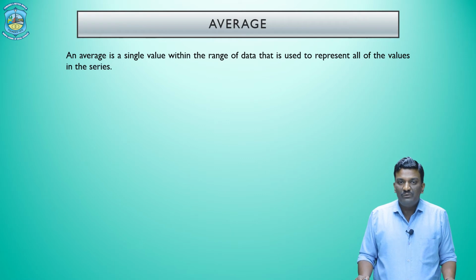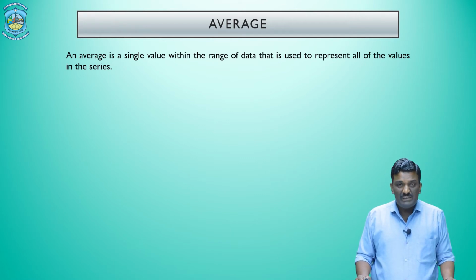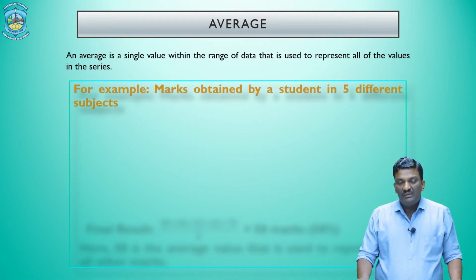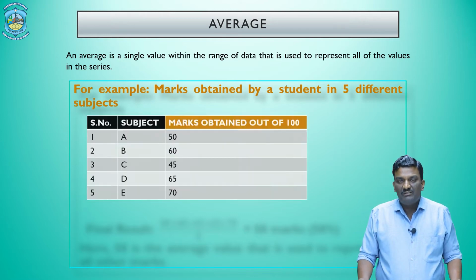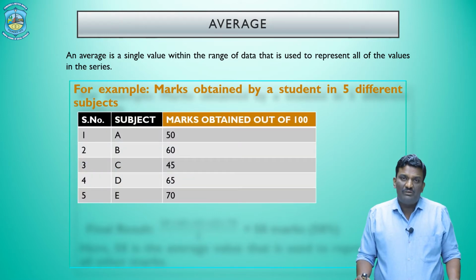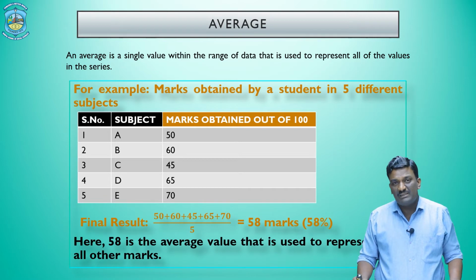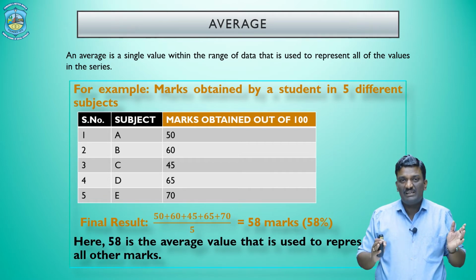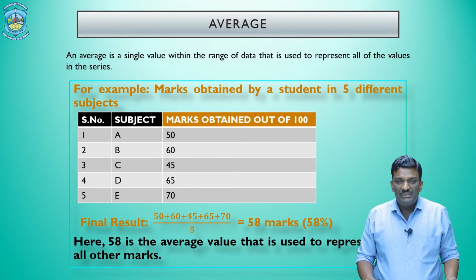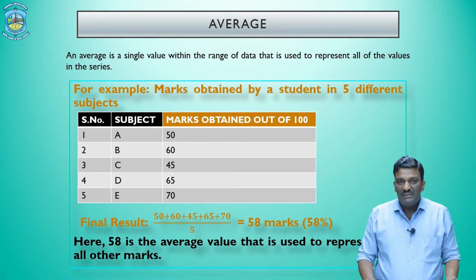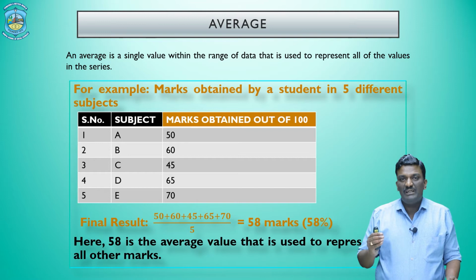An average is a single value within the range of data that represents the values of the series. Let's take this example. When we get our mark sheet, we get marks of different subjects separately. But when we are supposed to tell someone about our result, we use a single value, that is an aggregate value that can represent all the values, all the marks that we get in different subjects. Here we can see 58 marks is the average that we are going to use to represent the various marks that we obtain in different subjects.